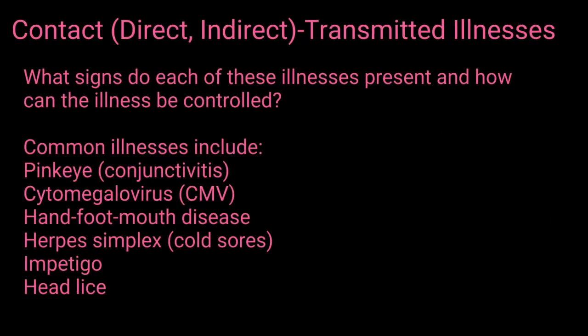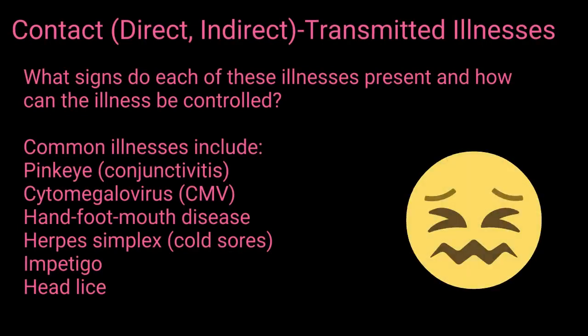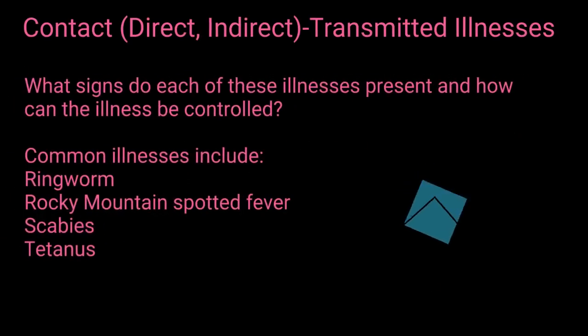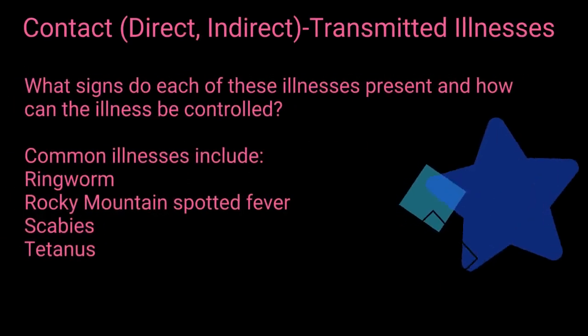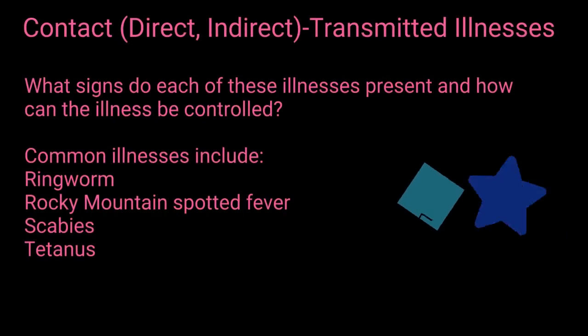Contact transmitted illnesses. What signs do each of these illnesses present, and how can these illnesses be controlled? Common illnesses include pink eye, hand-foot-mouth disease, herpes simplex, impetigo, and head lice. Ringworm, Rocky Mountain spotted fever, scabies, and tetanus.